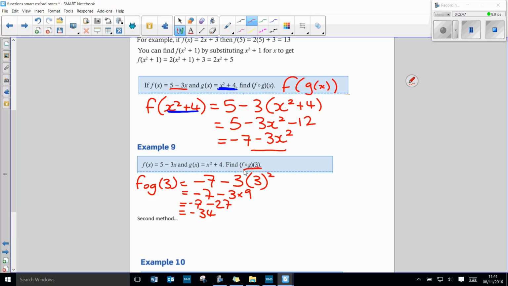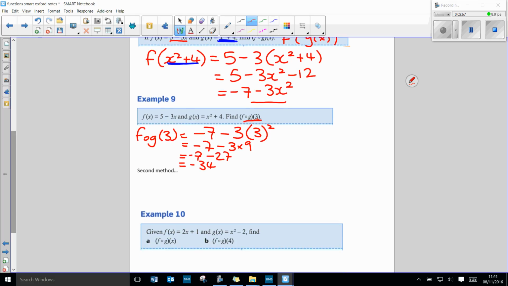So that's having done the first question. Now you're not always going to have done it in two parts, so you may not have this expression up above. If that's the case, then we could be looking at the other way of doing it, where we're actually substituting in the values. So if we're finding f∘g(3), we would find g(3) first. So in this case it would be 3 squared plus 4, which gives us 13. We would then substitute the value of 13 into f.